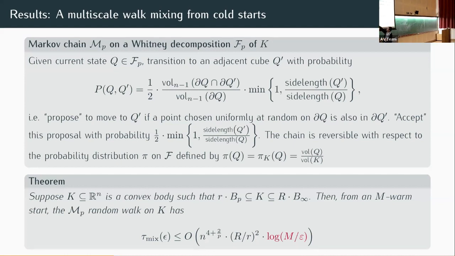The only difference is the capital R, which is the radius of the big cube containing the body, but the inner thing, I'm taking just a small LP ball. So the R radius LP cube is contained in the body, and the capital R radius L infinity ball, which is the cube, contains the body. And then the mixing time is polynomial. You notice that the best one is L infinity, with polynomial dependence on the aspect ratio as well in this form, and logarithmic in the warmth.